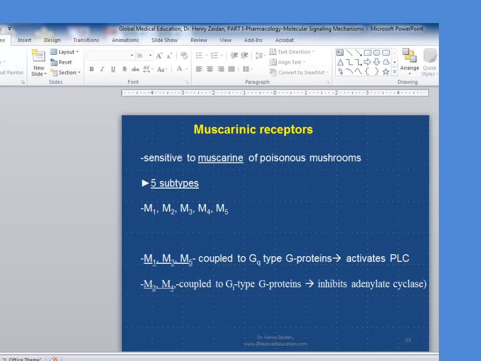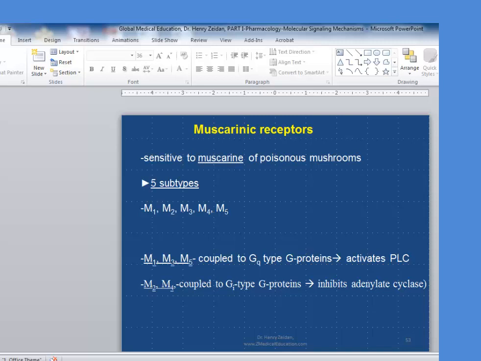Words about muscarinic receptors, and you're going to hear that when we talk about many systems in the near future. So they are sensitive to muscarine. Muscarine is from a poisonous mushroom, and from there they developed this type, and they actually sorted out the various subtypes. You have 5 muscarinic receptors. Distribution of those varies in different tissues.